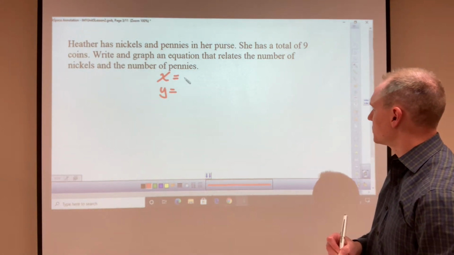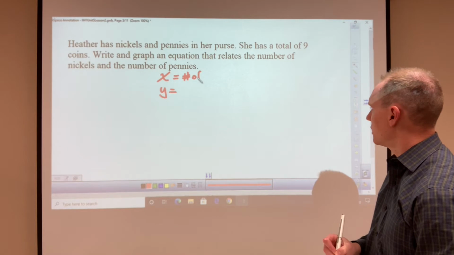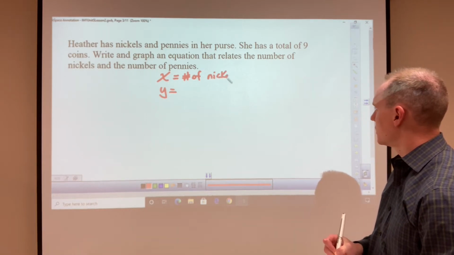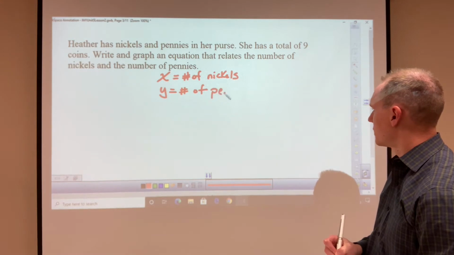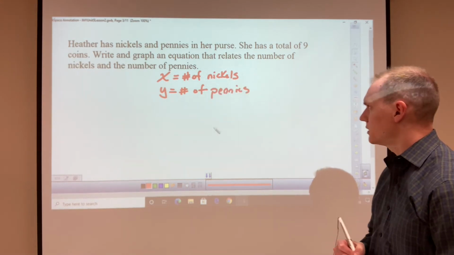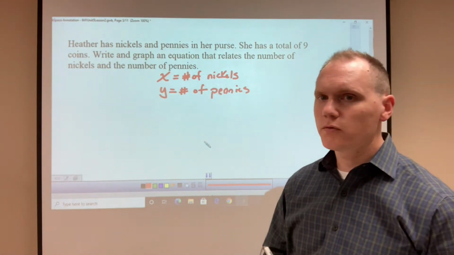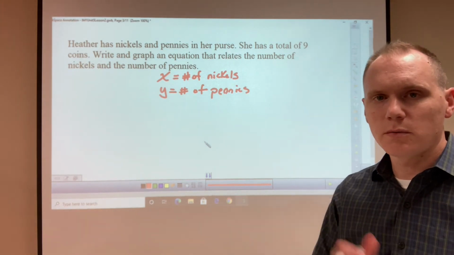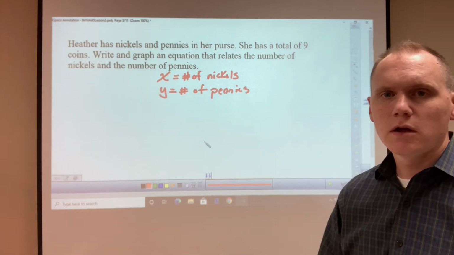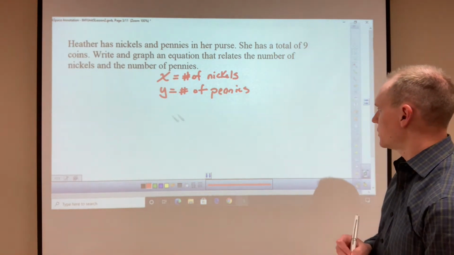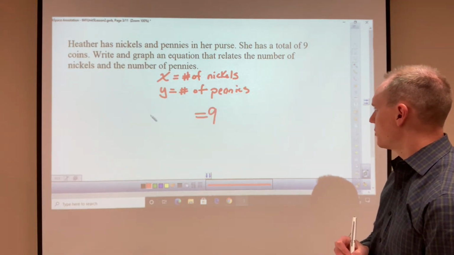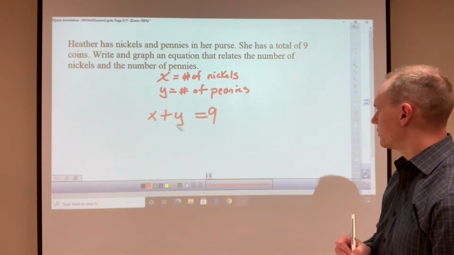So x equals the number of nickels, and y is the number of pennies. Okay? So if we have 9 total coins, some of them are nickels, some of them are pennies, we would add them up, right? If we have 9 coins, that should be equal to the number of nickels plus the number of pennies.